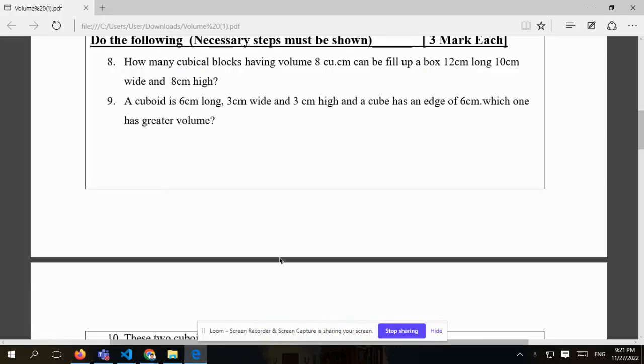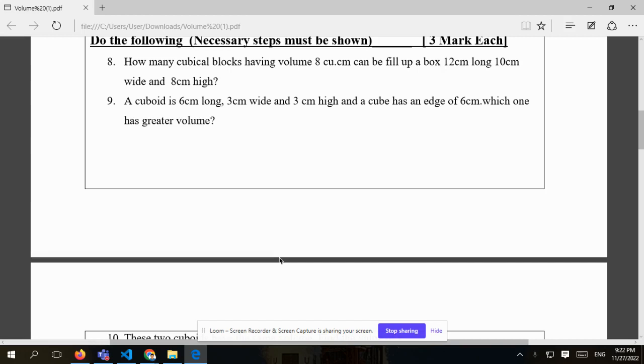Okay, problem number 9, or let's say 8. So let's start with 9. A cuboid is 6, 3, 3. So if I do cuboid, 6 multiplied by 3 multiplied by 3. 6 threes are 18, 18 into 3, 54, right? And a cube has the edge of 6. So 6 multiplied by 6 multiplied by 6.